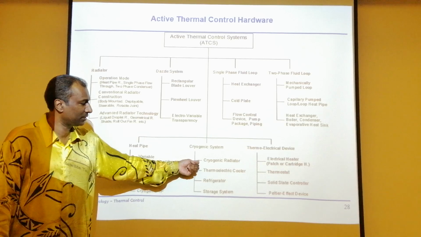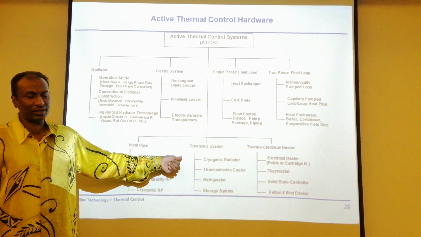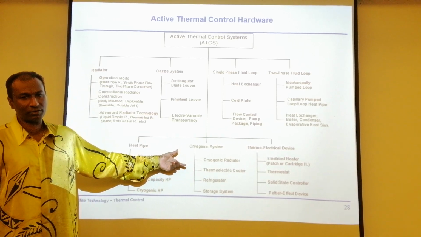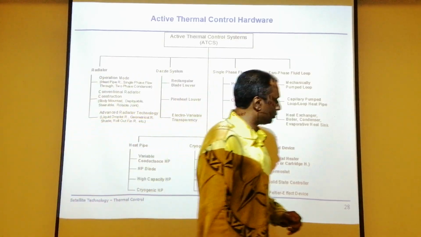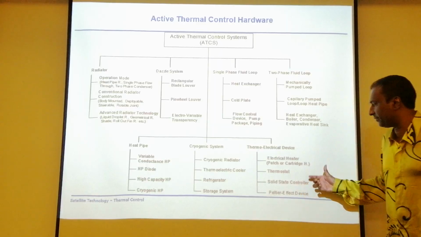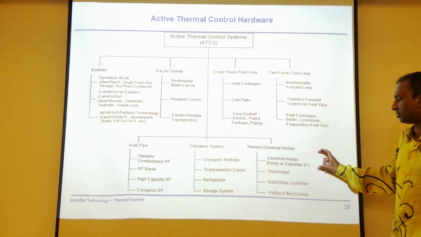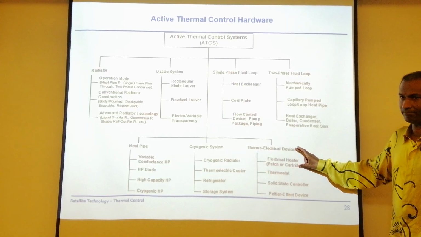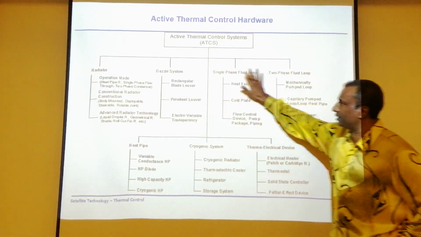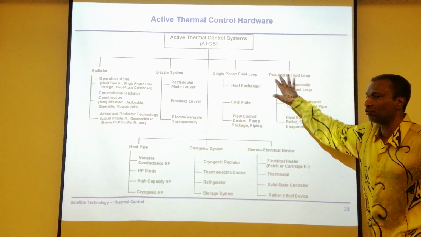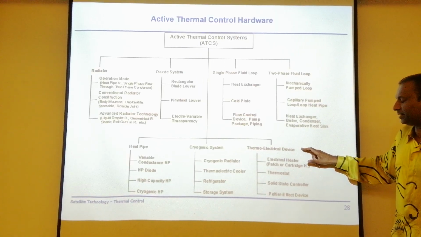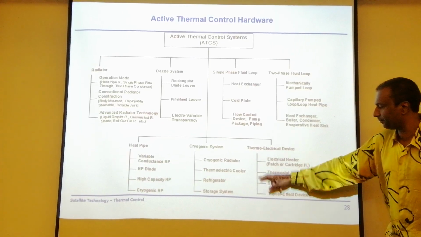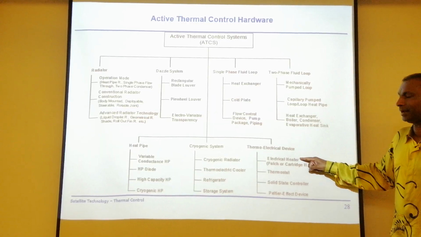Cryogenic system, cryogenic radiators. You can find this in rockets. You can find this as well. Thermoelectric devices. You have electrical heaters or patch heaters. This is for heating up. All you see here is for cooling. This is basically for heating actually. Okay, so the typical one for satellite, electrical heater.